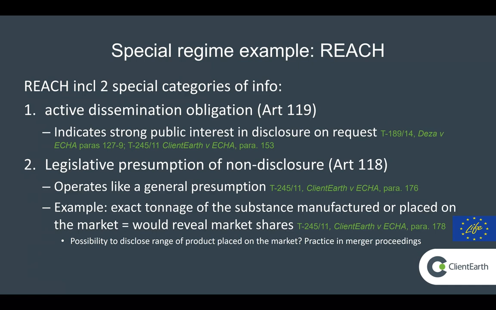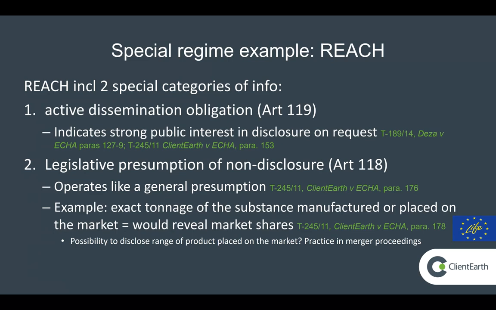specific categories in REACH. There's certain information that is supposed to be actively disseminated. And this indicates a strong public interest in disclosure also on request if that dissemination has failed, so to say. And then there's also a legislative presumption of non-disclosure for other kinds of information. And here it appears from the case law that this operates like a general presumption. And here's an example, for instance, under Article 118, the exact tonnage of a substance manufactured or placed on the market is covered because it would reveal the market shares of the company. And this has been confirmed by the court too.